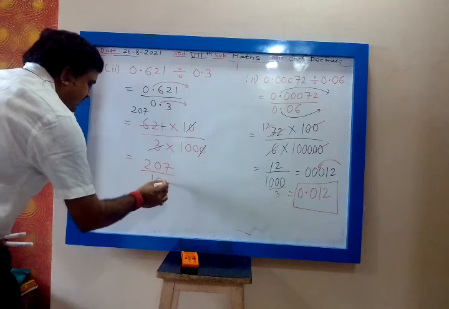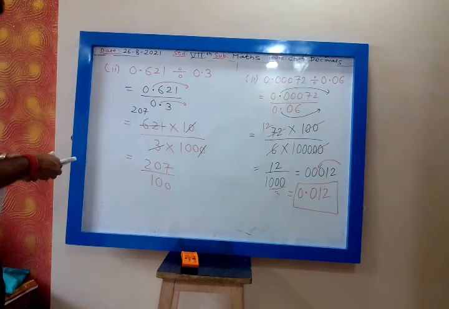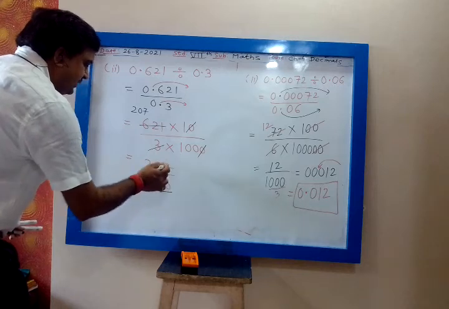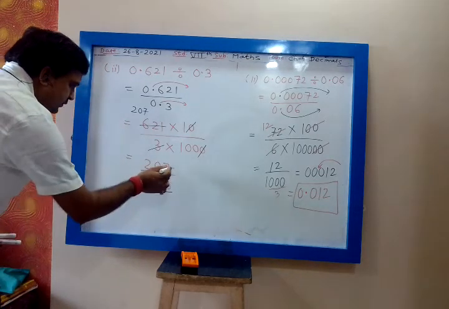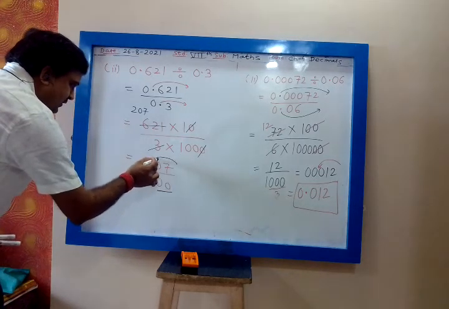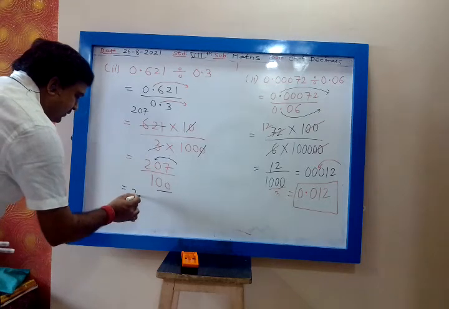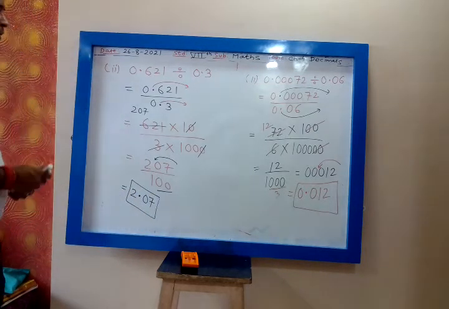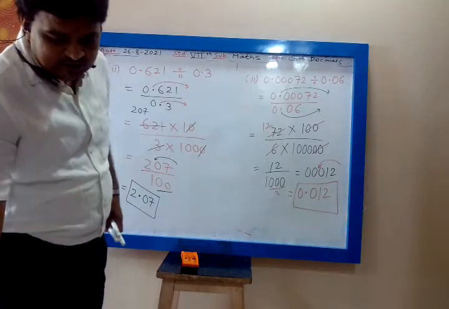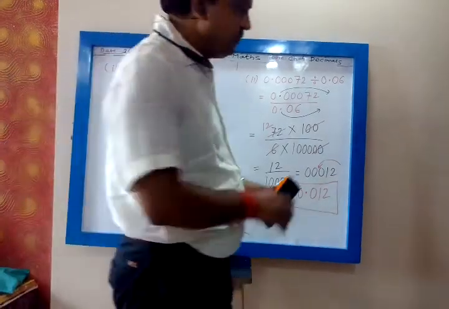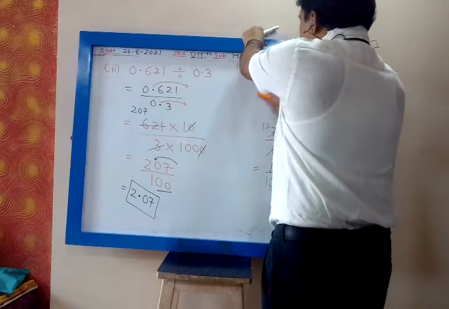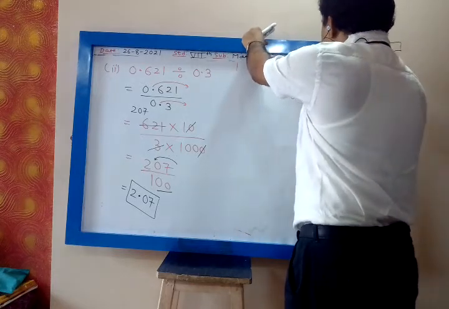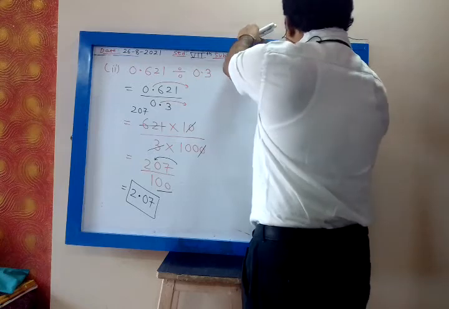Okay. Now I have to place the decimal. I have to remove these 2 zeros, so I have to place the decimal. So the answer is 2.07. 2.07 is the answer.